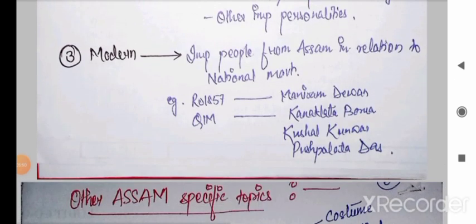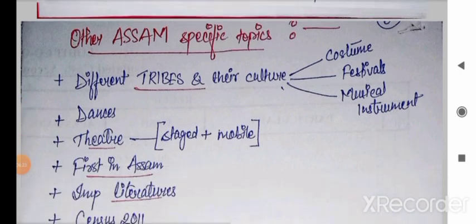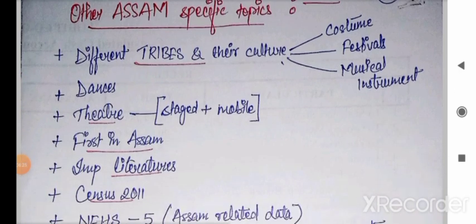And modern Assam is very important and very easy to cover, because what we need to do is just add the people from Assam in relation to the national events. For example, the revolt of 1857, we have already covered in the Indian history part, and what we need to do here is just add Maniram Dewan and what happened during that time in Assam. In the Quit India movement, add Kanaklata Barua, Kushal Konwar, and Pushpalata Das. That's all. So easy, no? That's how we should cover it.